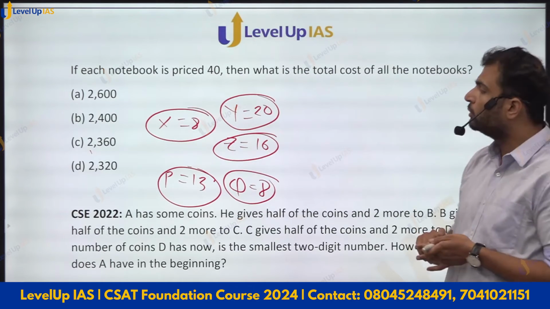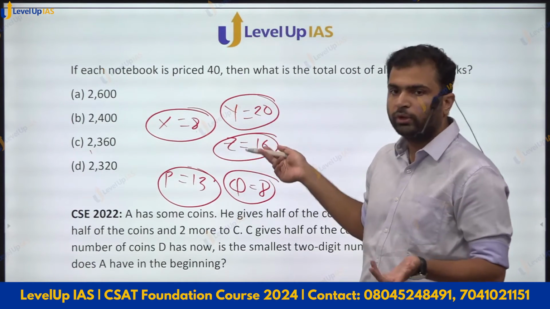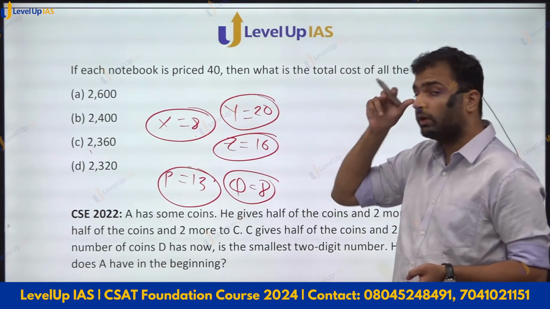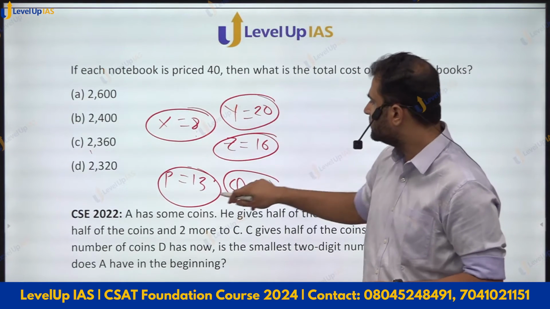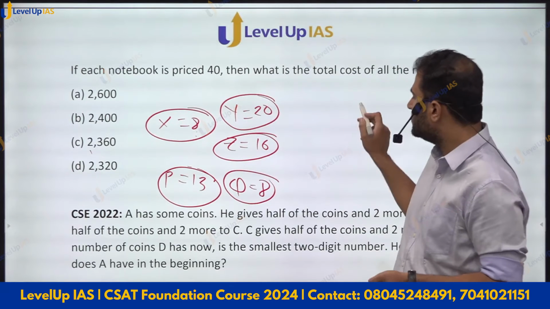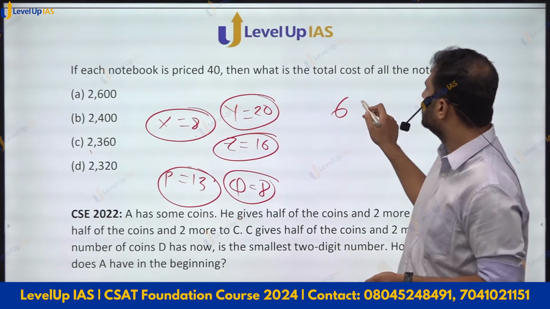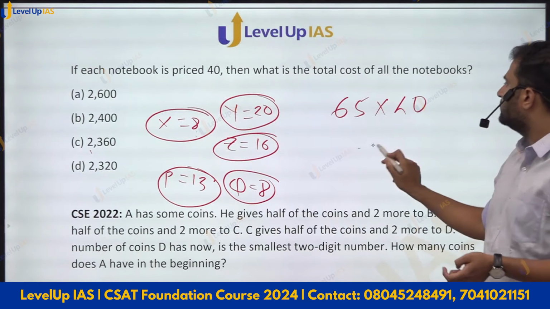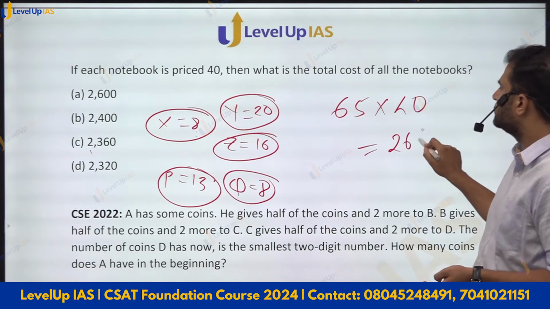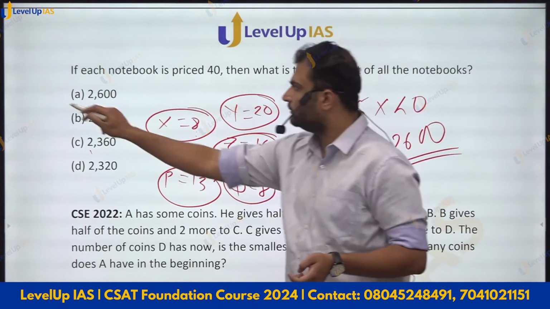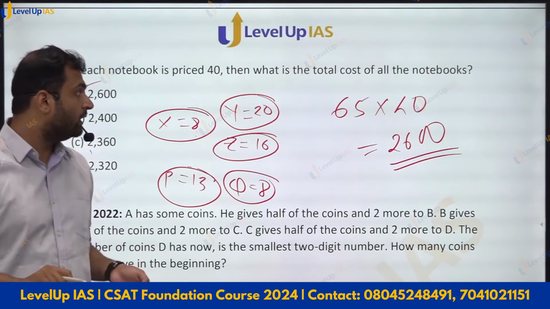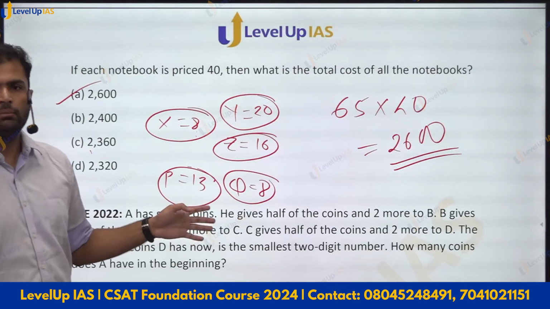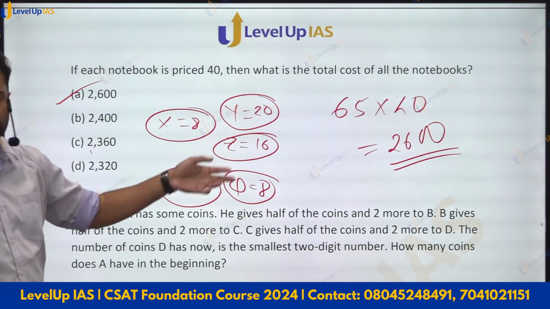What is the total number of notebooks, all of them together? So 8 plus 20, 28, plus 16, which is 44. 44 plus 13 is 57, plus 8 is 65 total notebooks, and every notebook is priced at 40. So the answer will be 2600. I hope it was very simple. We just had to write all the equations and solve them. Solving those 5 equations was very easy because those equations were very simple.